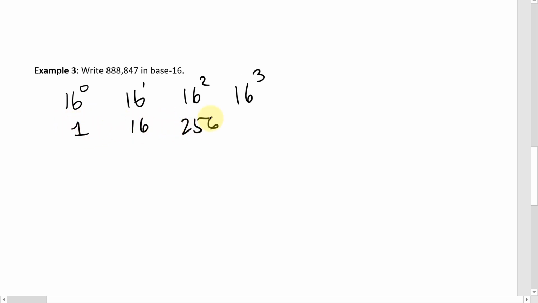Okay, example 3, 888,847 in base 16. So I'm working with base 16, so I'll look at powers of 16. So this is 1 and 16. This is 256. What's 16 cubed? 16 cubed is 4096. 16 to the power 4, that's 65,536.